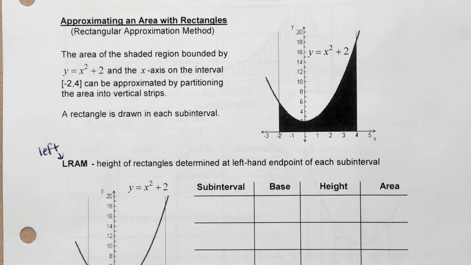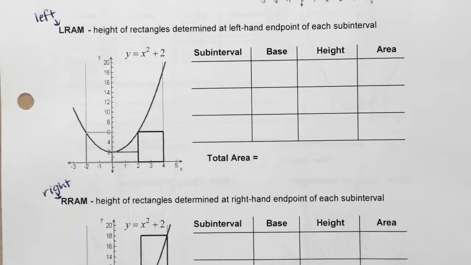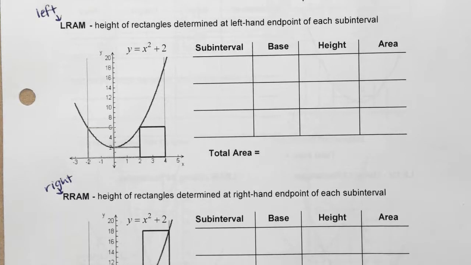So our problem is: the area of the shaded region bounded by y equals x squared plus 2 and the x-axis on the interval from -2 to 4 can be approximated by partitioning the area into vertical strips. A rectangle is drawn in each subinterval. What we're going to do should look similar to the third strategy that you all used today during the tasks.